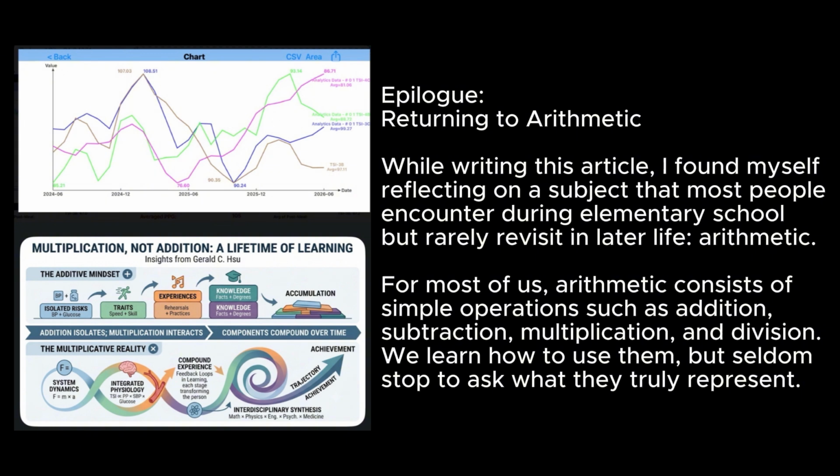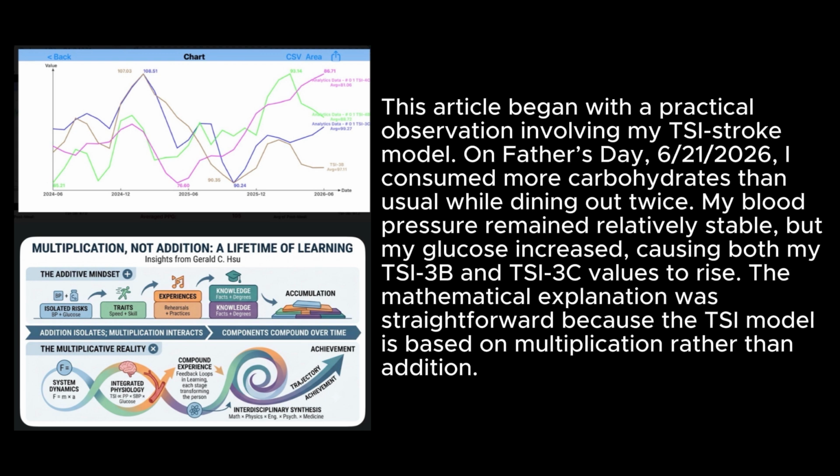We learn how to use them, but seldom stop to ask what they truly represent. This article began with a practical observation involving my TSI stroke model. On Father's Day, June 21, 2026, I consumed more carbohydrates than usual while dining out twice. My blood pressure remained relatively stable, but my glucose increased, causing both my TSI 3B and TSI 3C values to rise. The mathematical explanation was straightforward, because the TSI model is based on multiplication rather than addition.